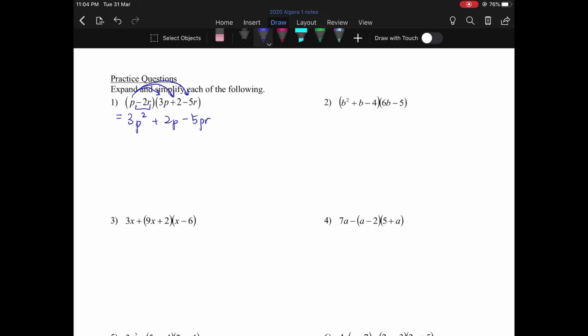Then we distribute negative 2r, and we get negative 6pr. To multiply with 2, you get negative 4r. And next, you multiply it by negative 5r, you will get positive 10r to the power of 2. Let's simplify the like terms. Negative 5pr minus 6pr, we get negative 11pr.